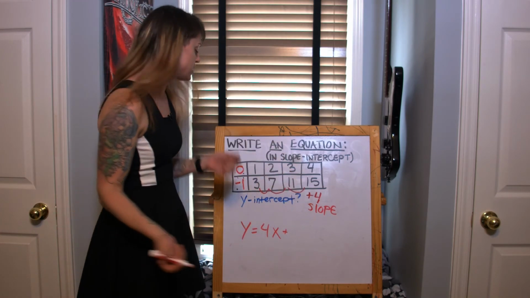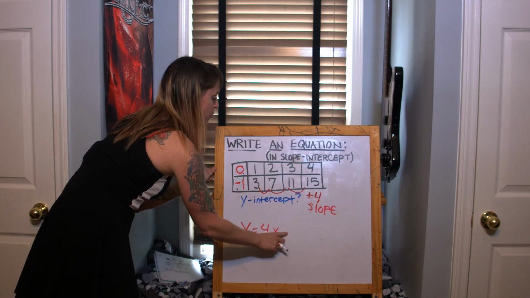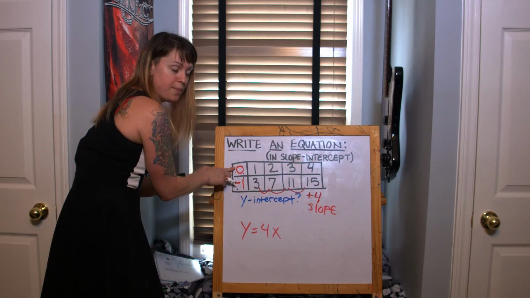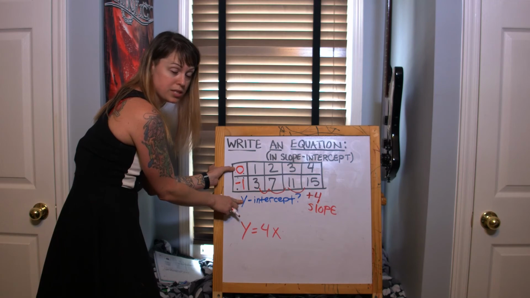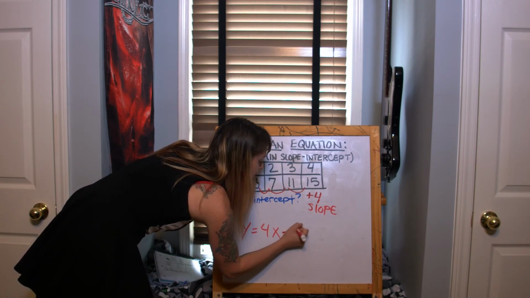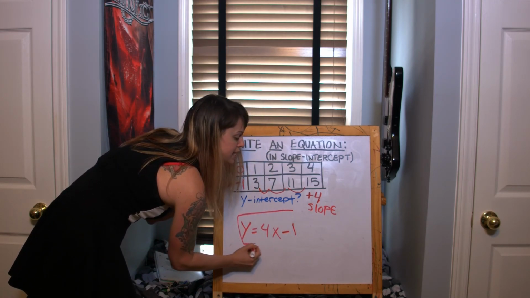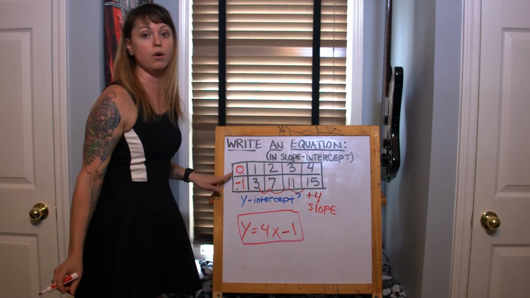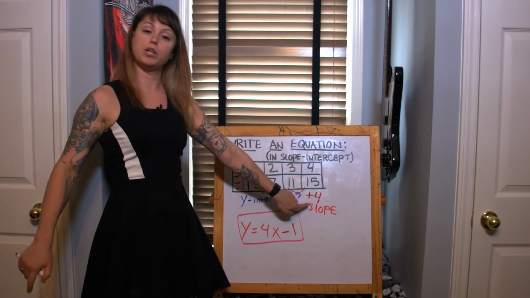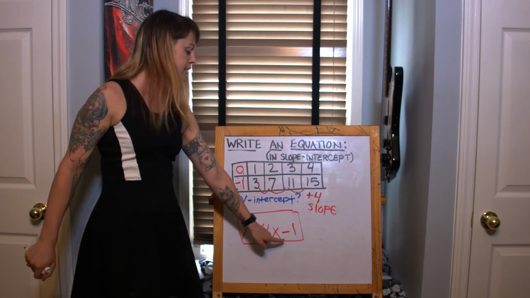The pattern still works. So once I've moved backwards, I know that my y-intercept, and remember y-intercepts when x equals 0, will be -1. So even if your table doesn't give you a 0, you can just move backwards with your slope, your pattern, to find out what it is.